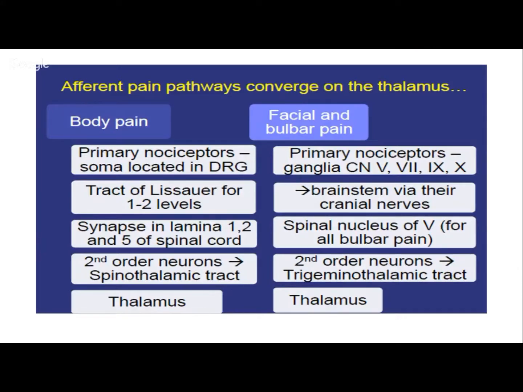So for the face, the sensory nerves that carry pain are 5, 7, 9, and 10. Right? Those are the sensory cranial nerves. They go to the brainstem via the cranial nerves, and the spinal nucleus of 5 is where they synapse for all of the bulbar pain, and second order neurons go into the trigeminothalamic tract to go to the ventral posterior medial nucleus of the thalamus.